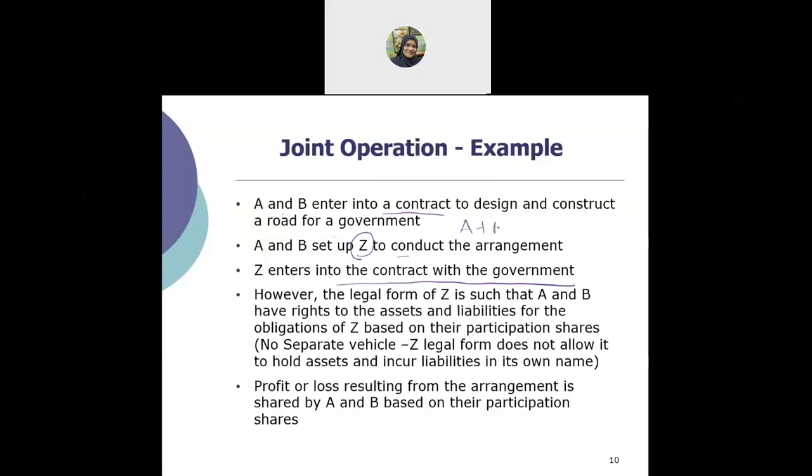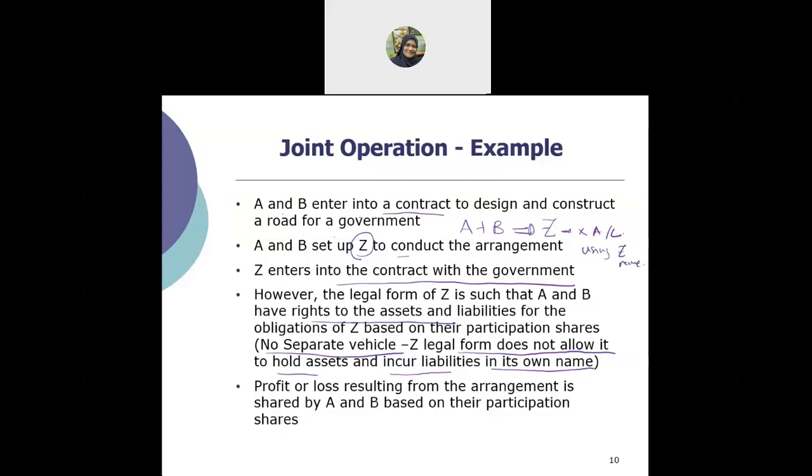So A and B join together and then they form ZAC. However, the legal form of ZAC is such that A and B have the right to the assets and liability for the obligation of ZAC based on their participation shares. Okay, it means that there is no separate vehicle. ZAC's legal form does not allow it to hold assets or to incur liability in its own name. It means that ZAC cannot have assets or liability under ZAC's name.